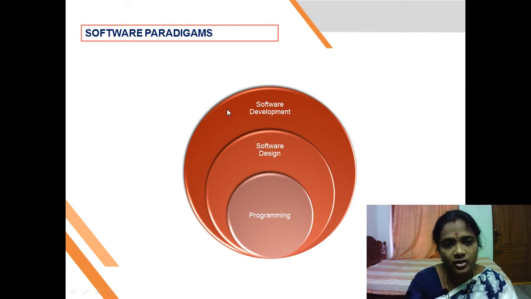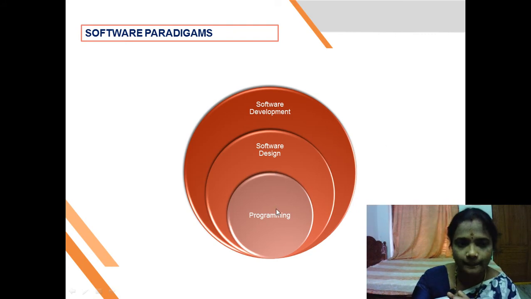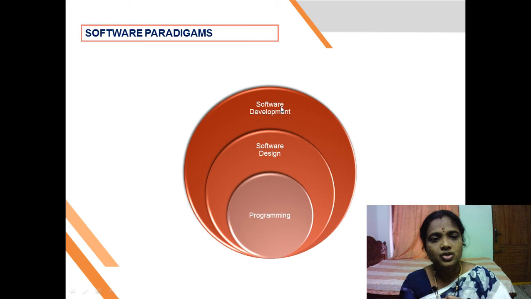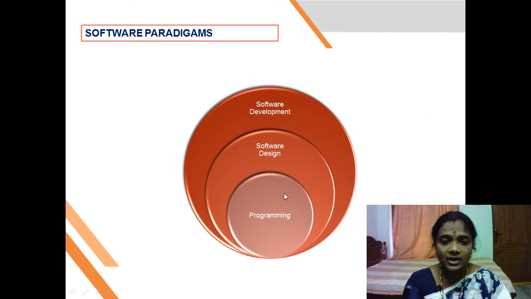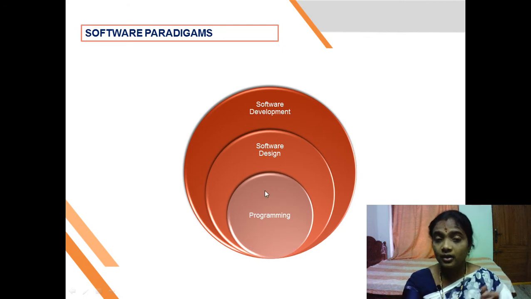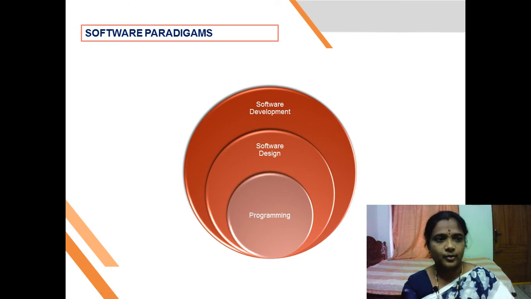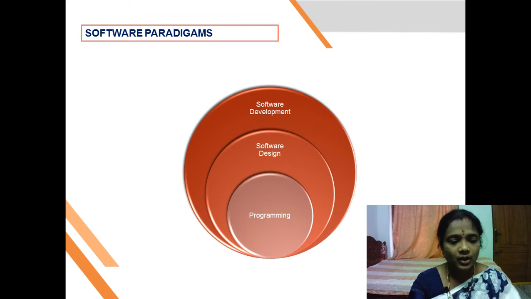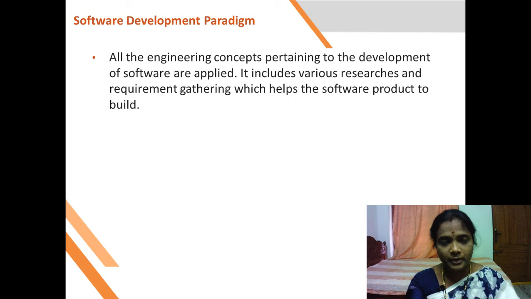If you see this pictorial representation of software paradigm, there are three categories: software development, software design, and programming. Programming is a part of software design, which in turn is a subset of software development. These are the three categories that need to be followed in the software process paradigm. First we will see the software development paradigm.